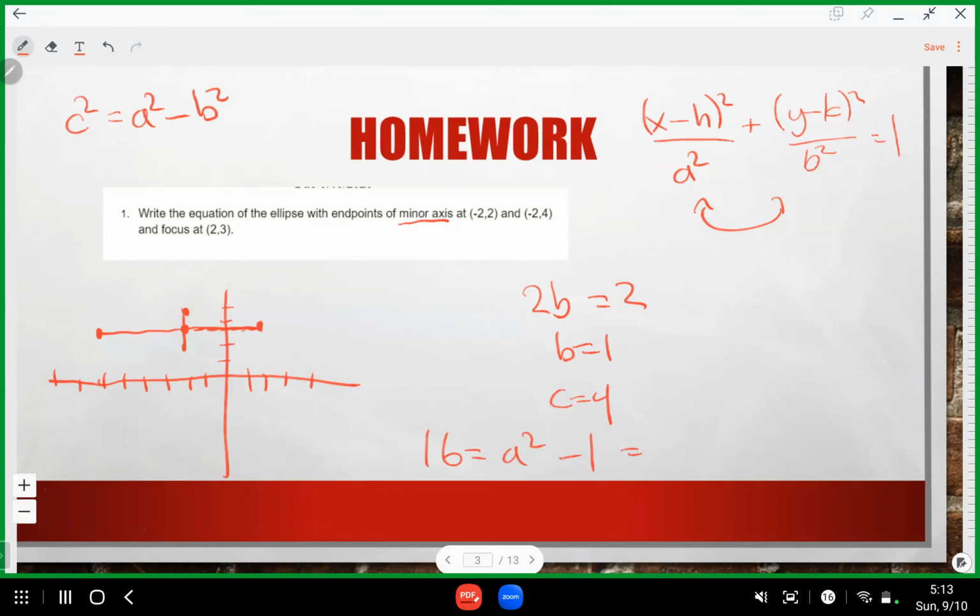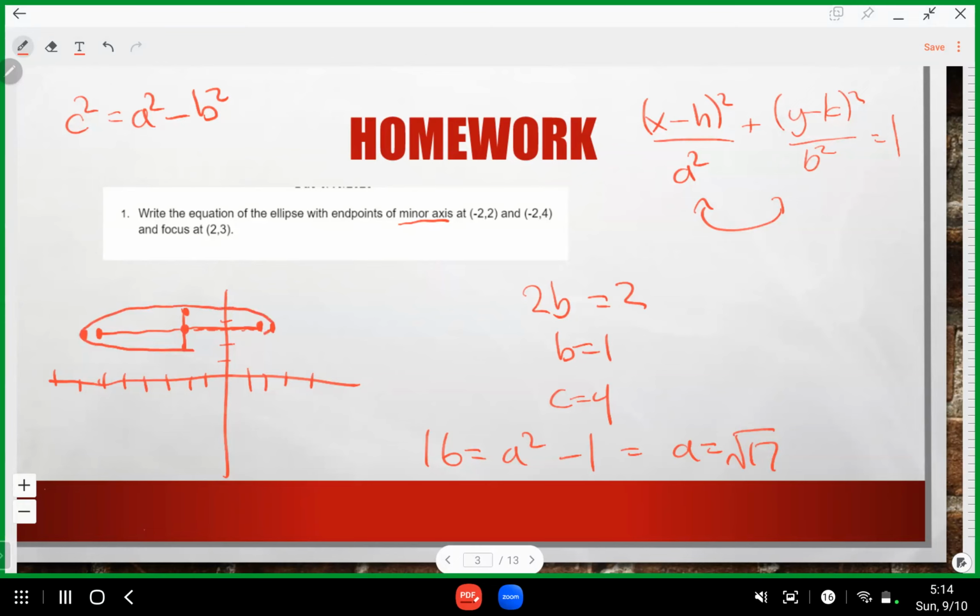A squared is, therefore, equal to 17. So a is the square root of 17. Let me get out my calculator. It's 4.12. As we can see, 4.12 is just a little bit further than the foci here. So that's exactly what it's going to look like. We have a very wide ellipse here, and that's going to be a. So I think the graph should be like this, right?